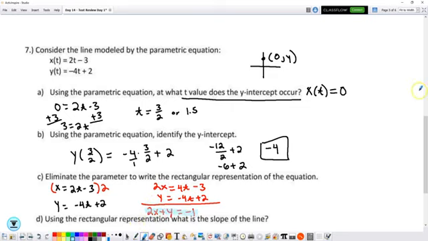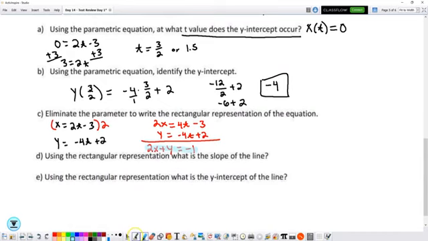Using the rectangular equation or representation, what is the slope of the line? So, wait, I made a mistake. Pause, back it up. That should be -6. My bad, guys. Hopefully you were like Strauss, you made a mistake. And then this should be a -4.